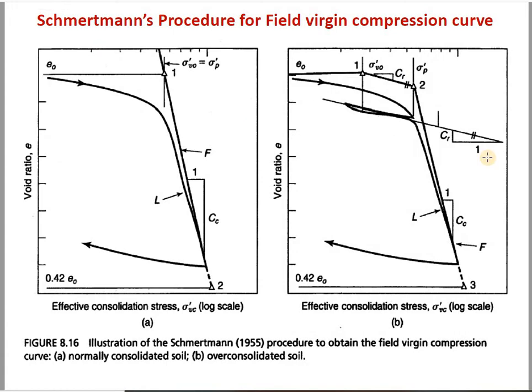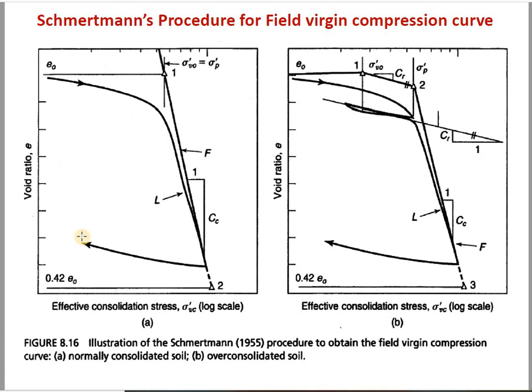Okay, so here he is explaining the procedure for finding the virgin compression curve. I'll just explain it for the normally consolidated soil. No need to go to the over consolidated soil because it is slightly complicated. So we'll just go with the normally consolidated soil, to see how the field virgin compression curve is obtained. This particular curve is the laboratory consolidation. Here you have the recompression, that means the soil is getting compressed, then it follows the virgin compression path, then it is being unloaded.